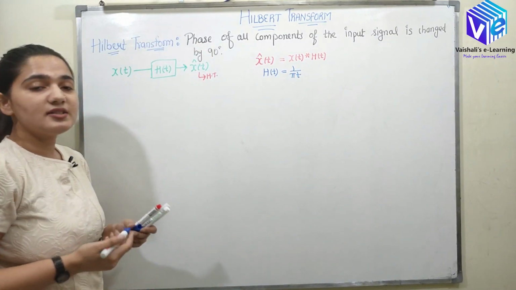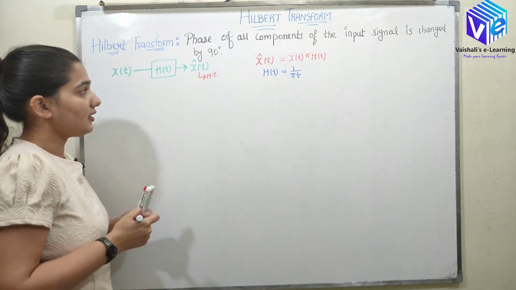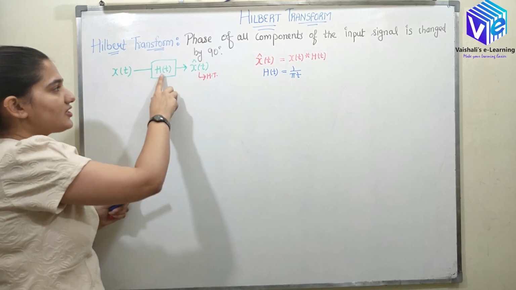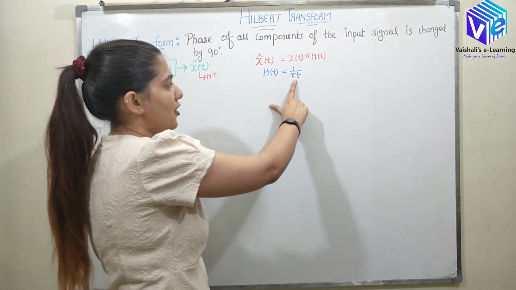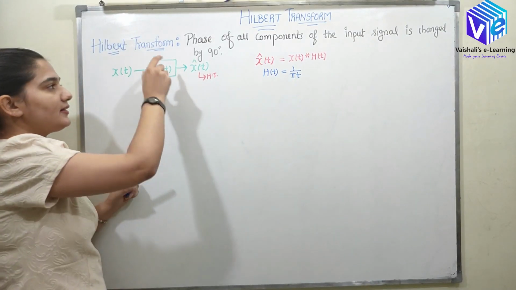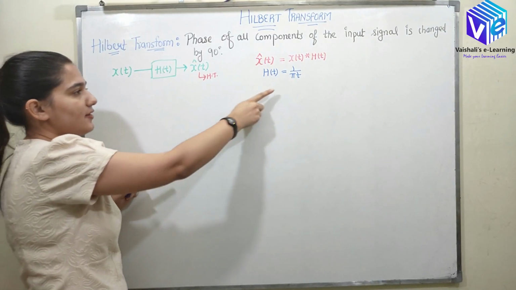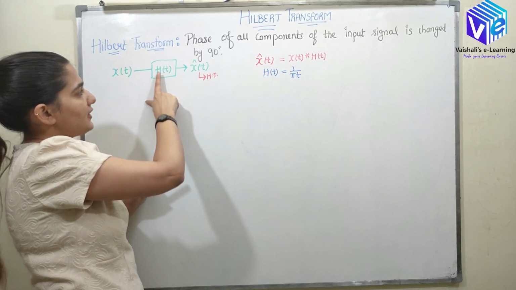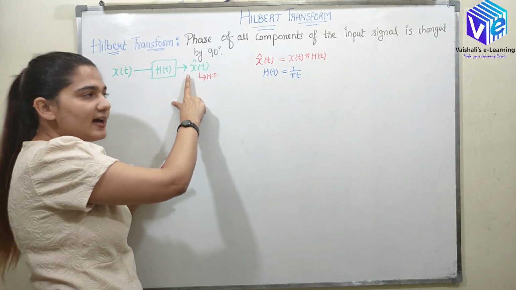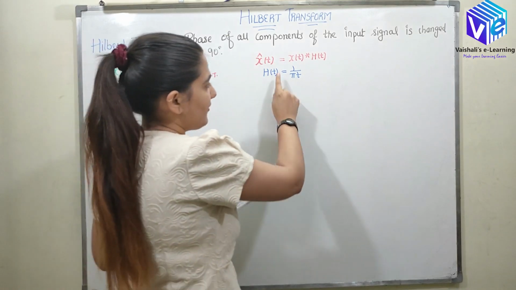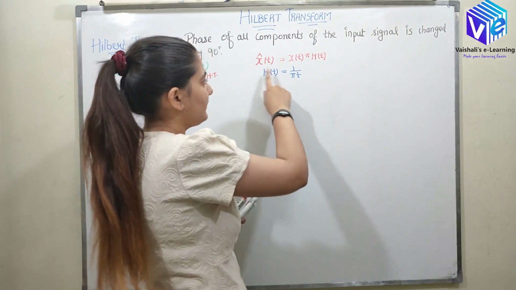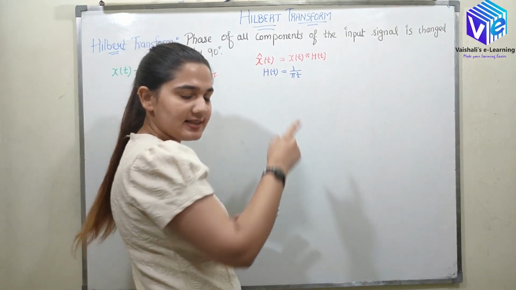Now what is this h(t) which makes the Hilbert transform of x(t)? h(t) has the value 1 upon pi t. Whenever the filter has the value 1 upon pi t, any input applied to this filter will give me the Hilbert transform. So when h(t) is equal to 1 upon pi t, I get the output of the filter to be x cap t.